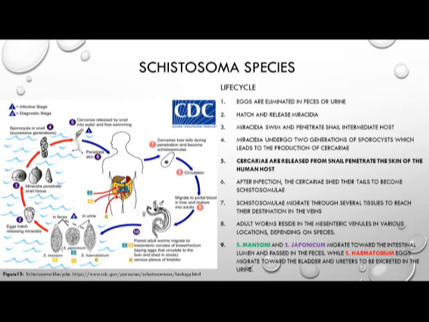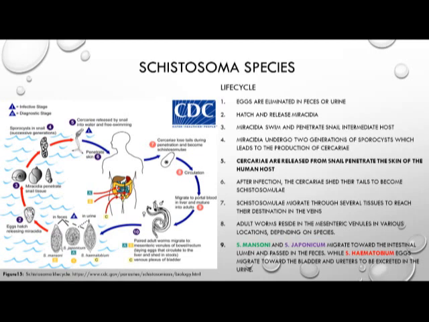So these infections are actually quite common in rice fields and swamps, where people are going to have contact with those cercariae, and where the snails that are part of those life cycles are indigenous to those areas.